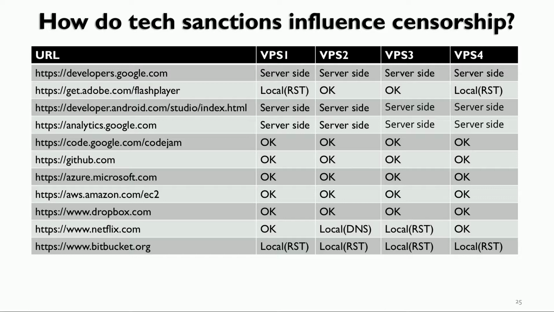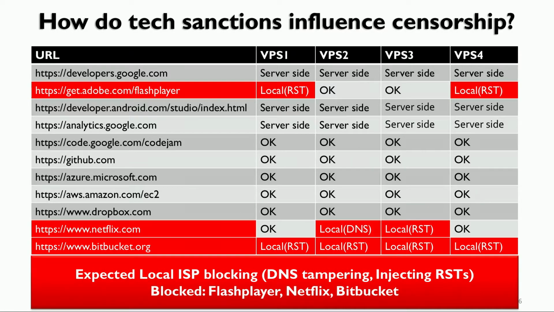We had 4 virtual private servers in the country. And it was interesting because what they expected to see was a lot of local censorship. They said, hey, sanctions are in place, the government will be mad, they'll perform blocking. So here the red shows that, yes, what we expected, some of this content is being blocked by the national telco in Iran. The things we're seeing blocked are Flash Player, Netflix, Bitbucket, different content providing services.